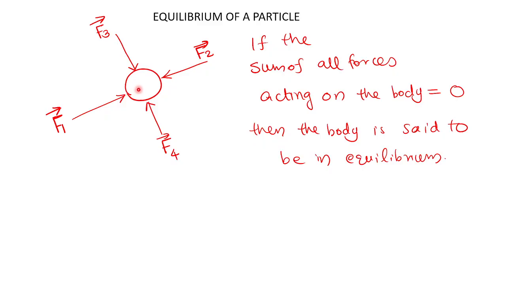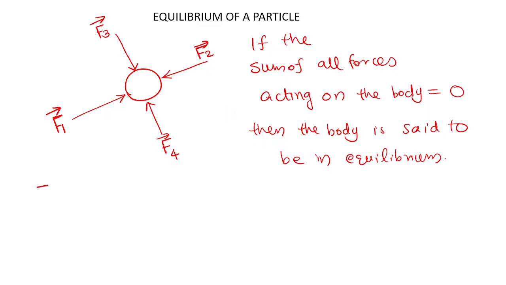If the body remains stationary, initially it was stationary, then the body is said to be in equilibrium. Equilibrium means there is no change in state. The body initially rests. If it is again at rest, even after applying forces, the body is said to be in equilibrium. Equilibrium means no change in state, that's all. So this one is very important. If the body is in equilibrium, this is very, very important.